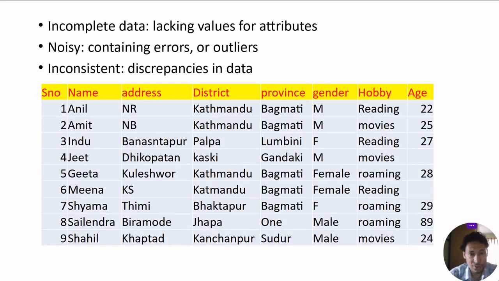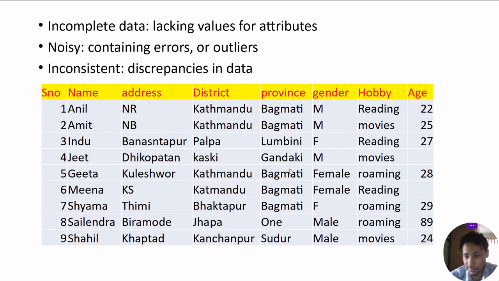Now let's see an example of incomplete, noisy, inconsistent data. Here I have created a simple table. In this table we can see that the age for record number 4 and record number 6 is missing. That is an example of a missing value. Similarly, for the attribute gender, in some records "yum" is written, in other records "male" is written. In record number 3 it is "yaf", in record numbers 5 and 6 it is "female".